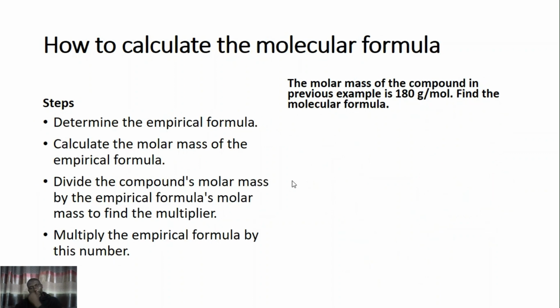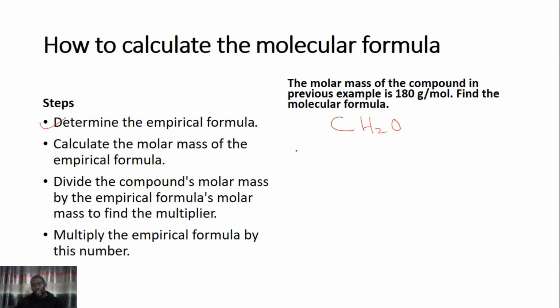Now, how do we calculate the molecular formula? Usually, these are the steps listed here. Number one is to determine the empirical formula of the compound, which we have done. They said the molar mass of the compound in the previous example is 180 grams per mole. Find the molecular formula. We already know the empirical formula of the compound in the previous example, right? Which is CH2O.